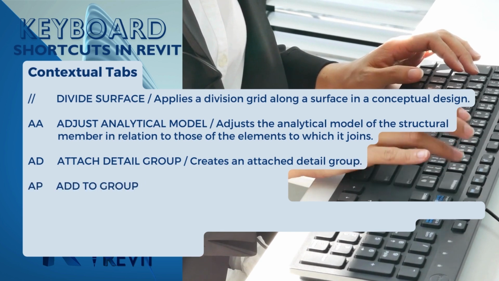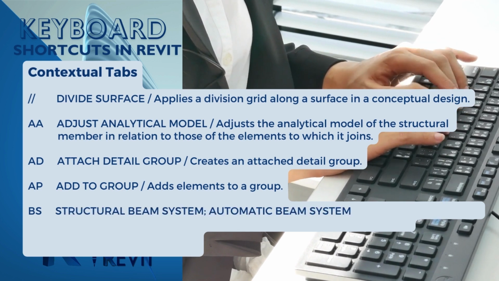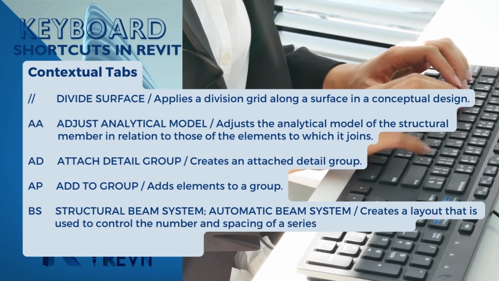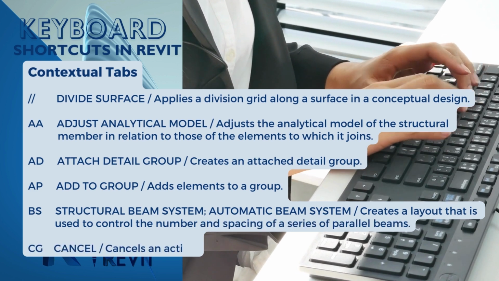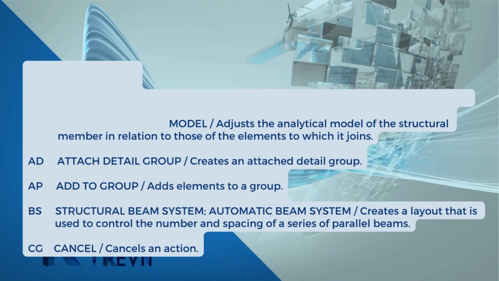AP, Add to Group, adds elements to a group. BS, Structural Beam System, Automatic Beam System, creates a layout that is used to control the number and spacing of a series of parallel beams. CG, Cancel, cancels an action.